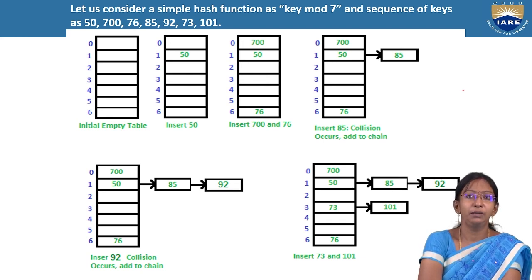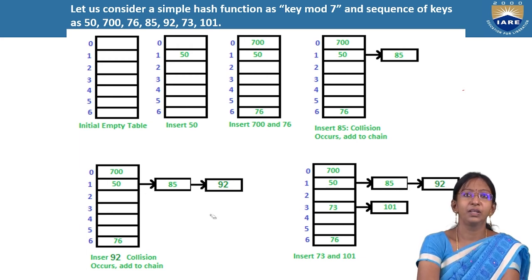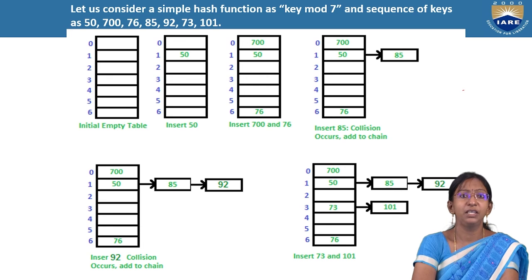So my empty table. To insert 50, 50 mod 7, the answer is 1. So I stored it at block 1. Next is 700 mod 7, which is 0, so I have stored it at index 0. 76 and 86 go to index value 6. Then comes 85. Even 85 mod 7 is 1. At index value 1, 50 is already there. So make a chain, a link.